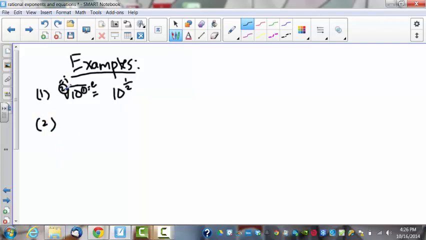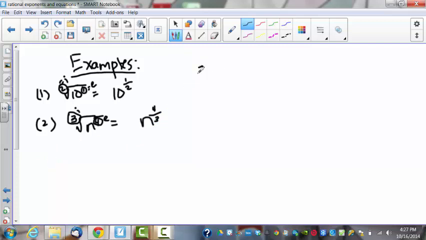All right, suppose you had, say, the cube root of n to the 4th. What would that equal? Well, the base is n, and the index is 3, the exponent is 4. The 4 is in the numerator, and the 3 is in the denominator. All right, go ahead and try the next few on your own.